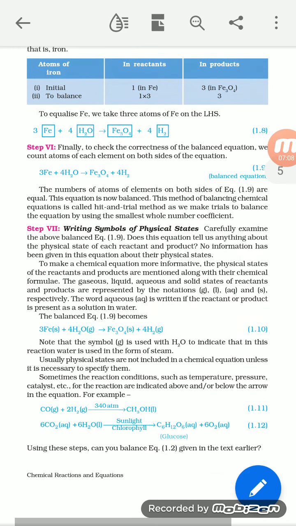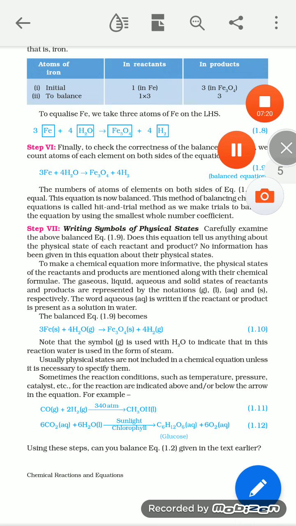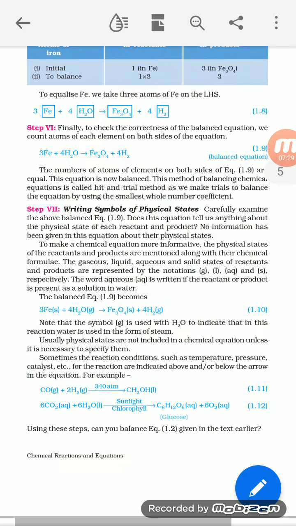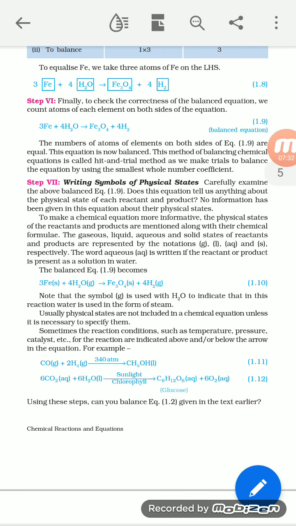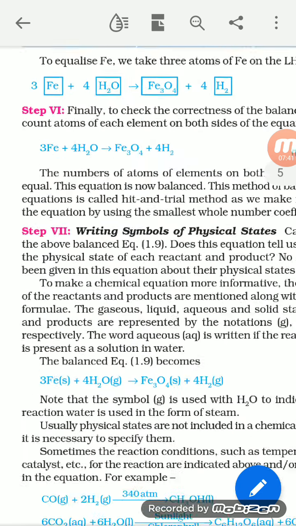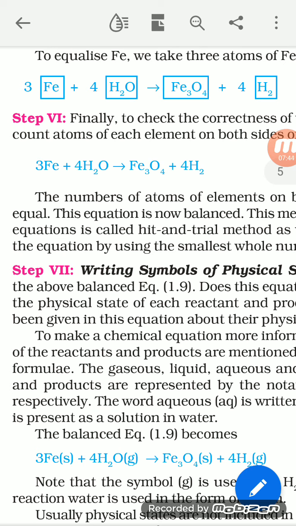So next is step 7, writing symbols of physical state. Carefully examine the above balanced equation. Does this equation tell us anything about the physical state of each reactant? The gaseous, liquid, aqueous and solid states of reactants and products are represented by notation. No information has been given in this equation about their physical state. No information is given about whether it is a gas or a liquid.